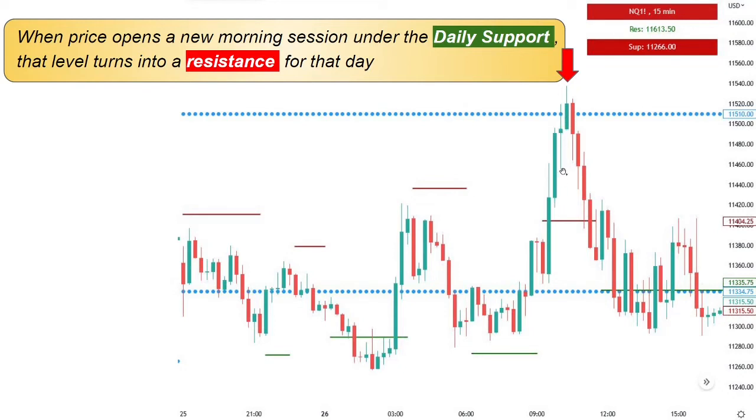We managed to push price up to the first daily support level, but because we started the day under that level, now that level for them becomes a daily resistance, and this is exactly where we failed. And look how price strongly dropped back down to the secondary support.